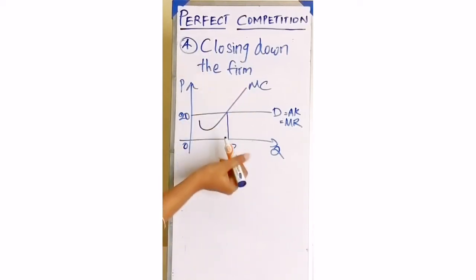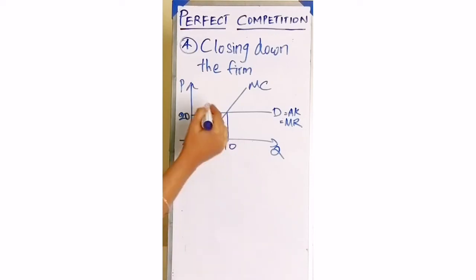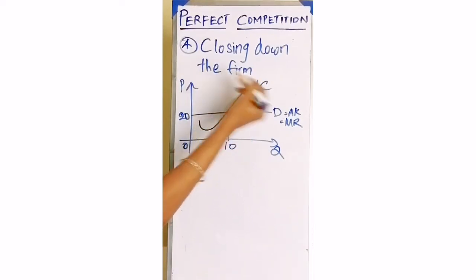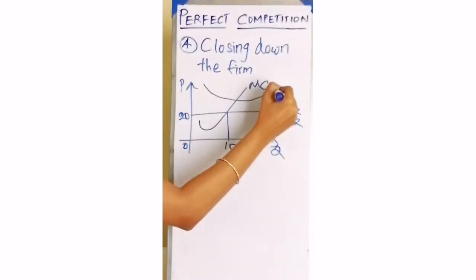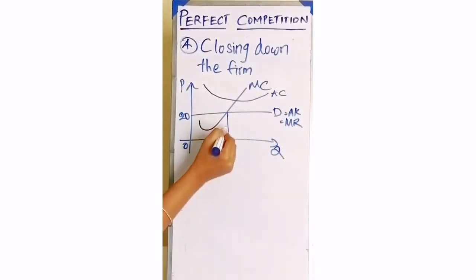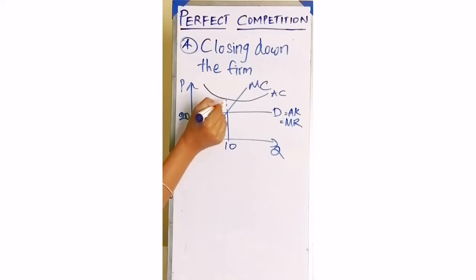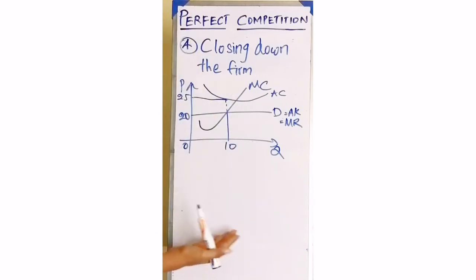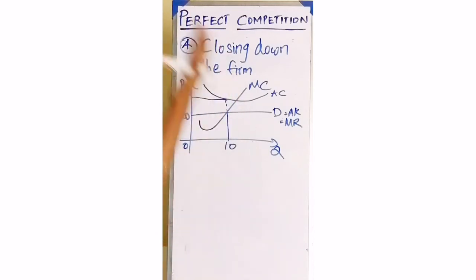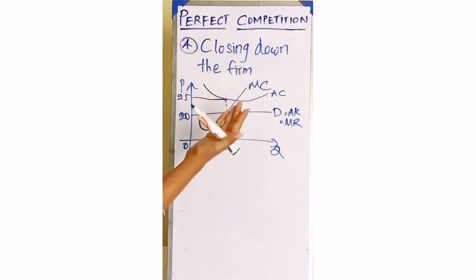Once again, it's going to face a loss. So the AC curve will be above the demand, which is the price point, and AC is going to be somewhere here. So at the number of units 10, the AC is around 25. Alright, so it's facing a loss. But still, the question arises whether the firm is able to cover its variable cost or not. So at which point is the firm going to close down?